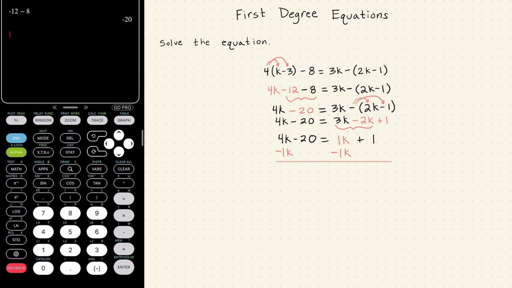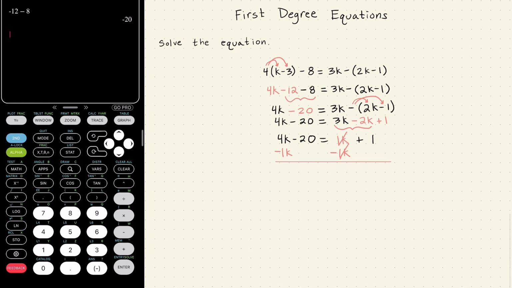And whenever we do that, those will cancel out. And 4k minus 1k, well, that would be 3k. And we still have our minus 20 that we can bring down, equals. And we have this positive 1 over here, so I'll put the 1 there. Now we've got all of our k's on the left-hand side, right? There's no other k's sitting over here on the right, and that's a good thing.